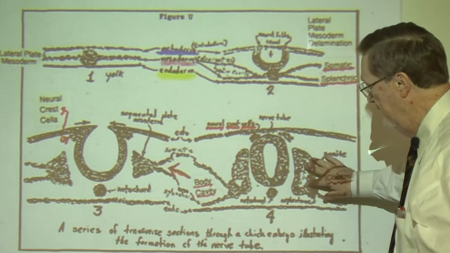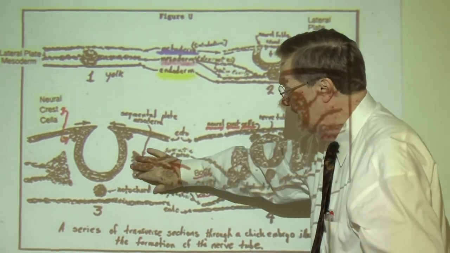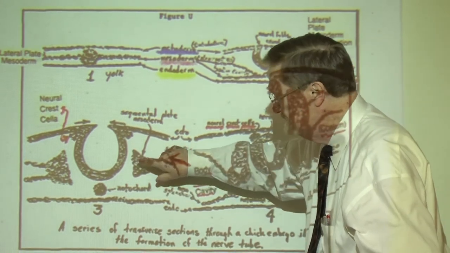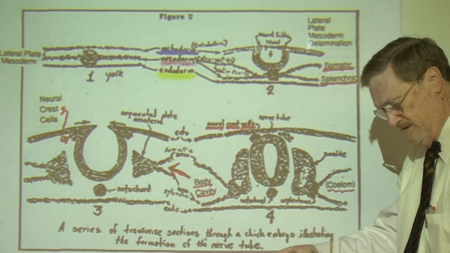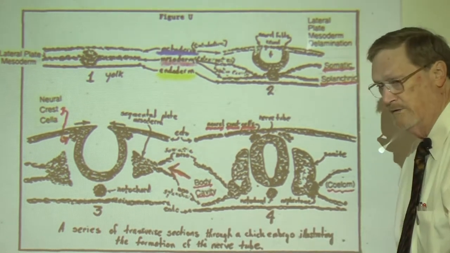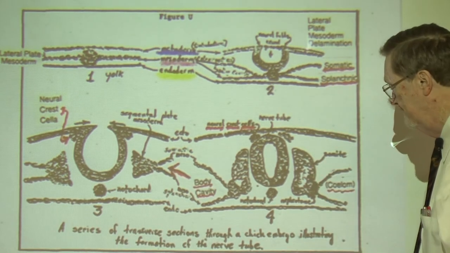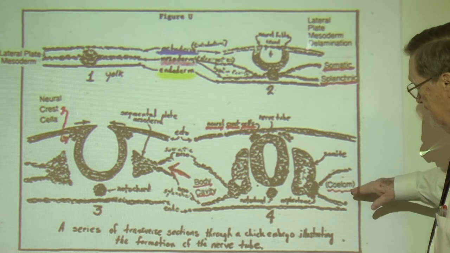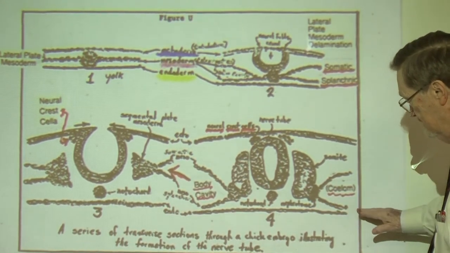So this lateral plate mesoderm out in here is going to form segmental plate mesoderm, which will give rise to somites, pairs of them, one on the left, one on the right. And then go back a little bit, and there's another pair, another pair, another pair. We'll look at those. The older the embryo gets, the more pairs of somites it will have up to a point. Notice that the somatic mesoderm comes out here, splanchnic mesoderm comes out here.